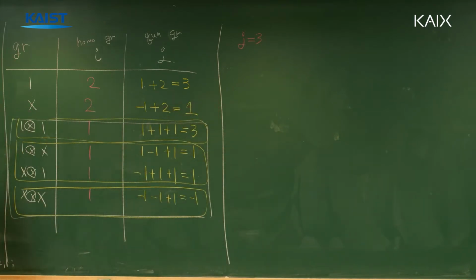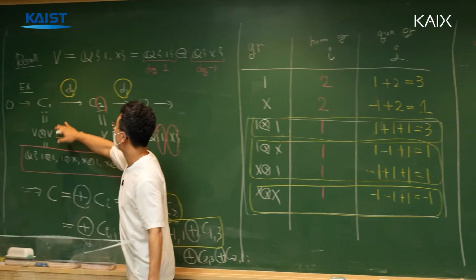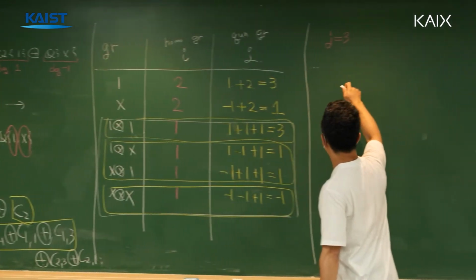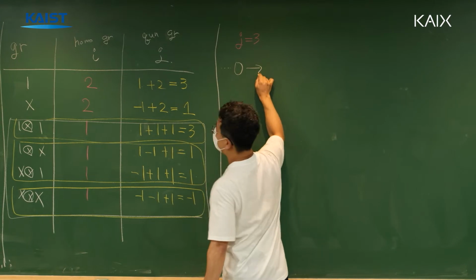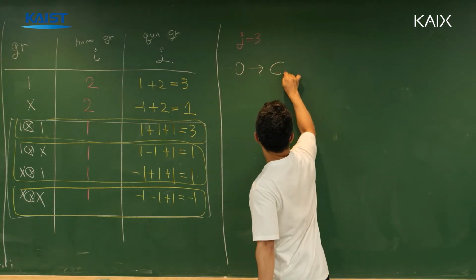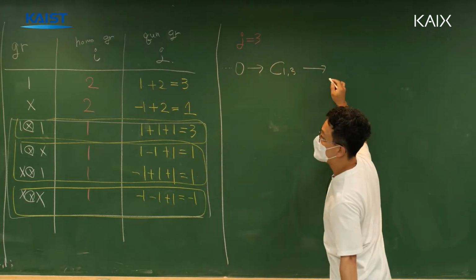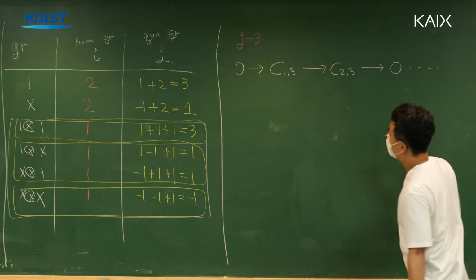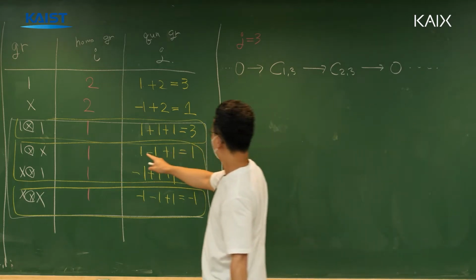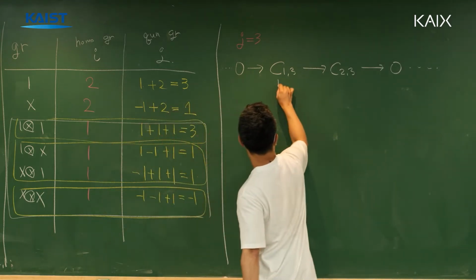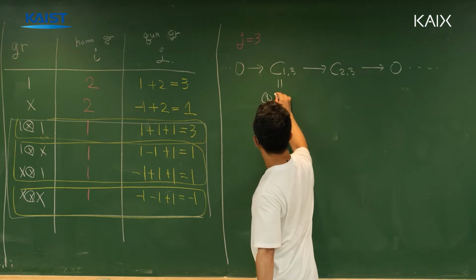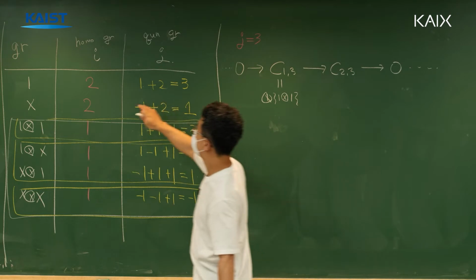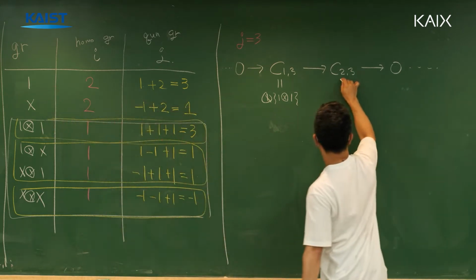So I'm going to look at this, but I'm going to forget about all the other quantum gradings. I'm just going to focus on quantum grading equal to 3. So I have 0 to C1 3 to C2 3. Okay, so C1 3, remember, that was the one that corresponds to Q of 1 tensor 1. And C2 3 should correspond to this fellow over here.